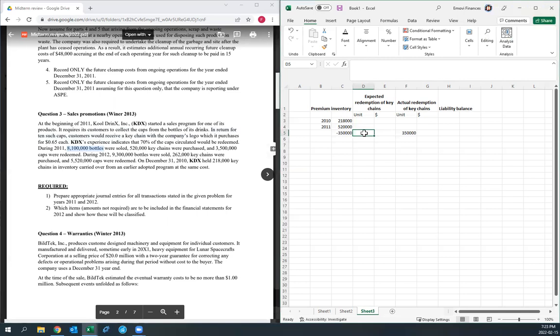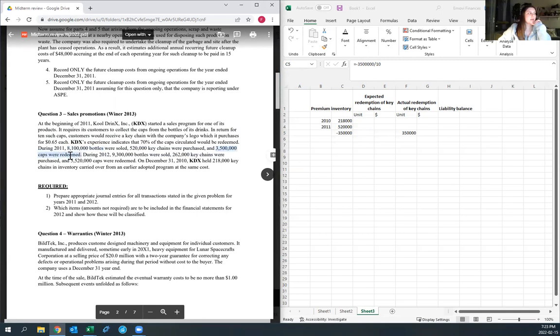Where did this 350,000 come from? So the 350,000 comes from the 3.5 million caps here that were redeemed. And we know that if 3.5 million caps were redeemed, that means that for each 10 caps, one keychain was given out. So you have to do the 3.5 divided by 10 to find the number. Oh, okay.